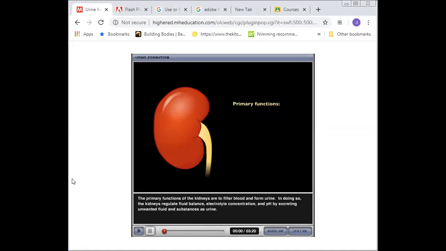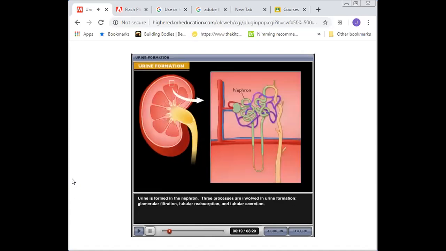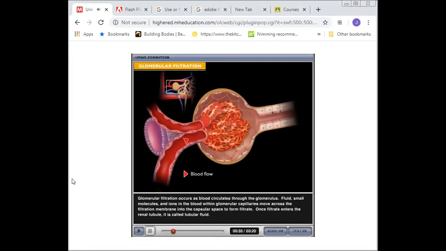Okay, listen carefully. The primary functions of the kidneys are to filter blood and form urine. In doing so, the kidneys regulate fluid balance, electrolyte concentration, and pH by excreting unwanted fluid and substances as urine. Urine is formed in the nephron. Three processes are involved in urine formation: glomerular filtration, tubular reabsorption, and tubular secretion. Glomerular filtration occurs as blood circulates through the glomerulus. Fluid, small molecules, and ions in the blood within glomerular capillaries move across the filtration membrane into the capsular space to form filtrate. Once filtrate enters the renal tubule, it is called tubular fluid.